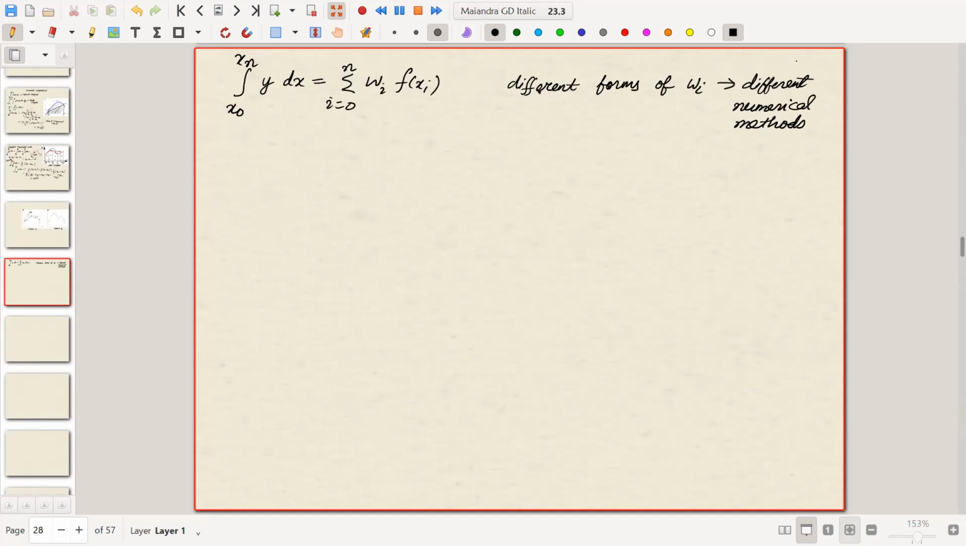This is the main take-home message for numerical integration. You can even see that for the trapezoidal rule this wi is different, and for Simpson's you will see this wi will be different. So for the trapezoidal rule we took 2 points. Instead of 2 points, our approach can be even more accurate if we take 3 points, because we can approximate the data points a bit more accurately, right? So what happens if we take 3 points?